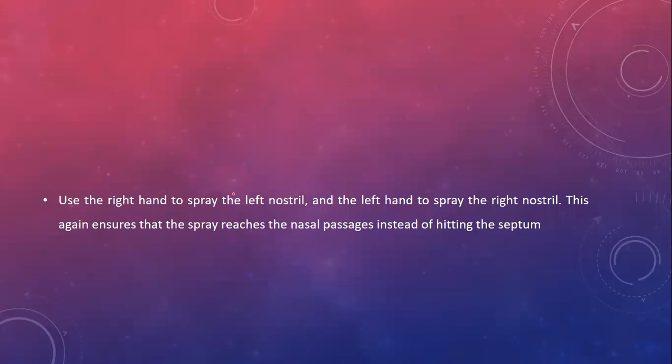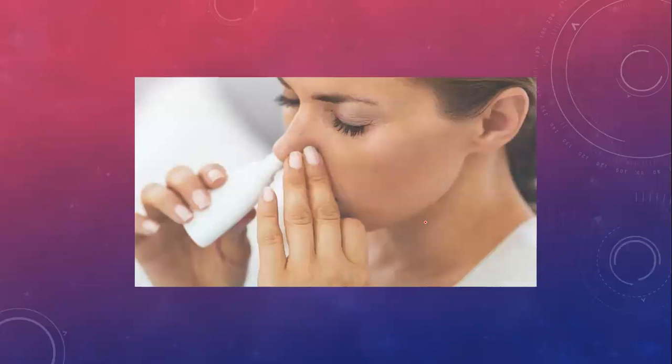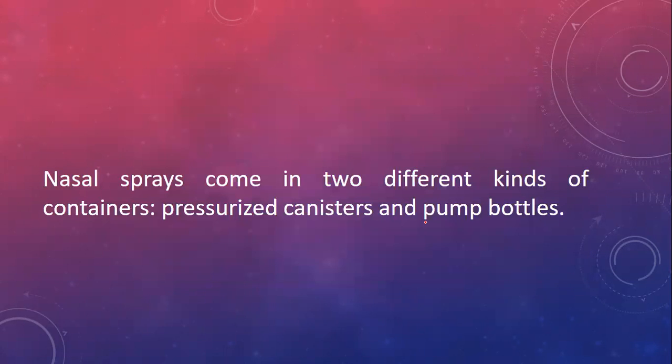Then use the right hand to spray the left nostril and the left hand to spray the right nostril. Contralateral use of the hands is necessary to deliver this nasal spray. This again ensures that the spray reaches the nasal passages instead of hitting the septum. If we do it in such a way, we can prevent injury to the nasal septum while delivering the nasal spray. Okay, so this is a picture of how we can perform this nasal spray administration.